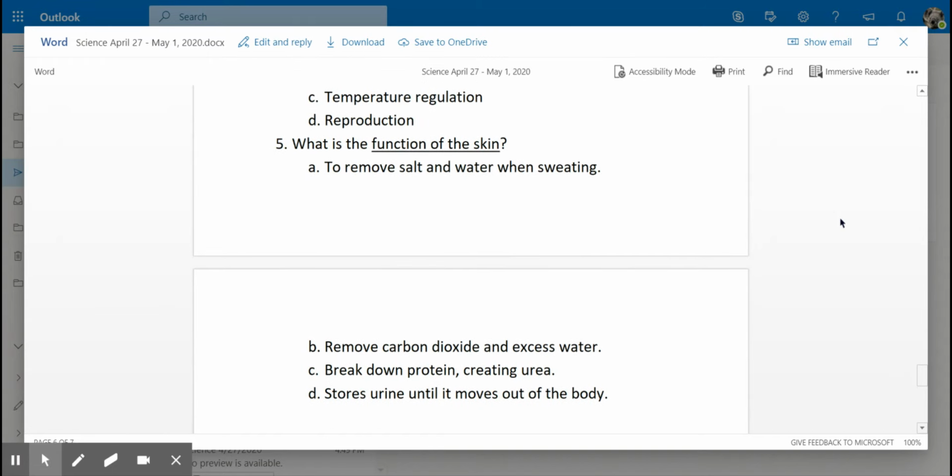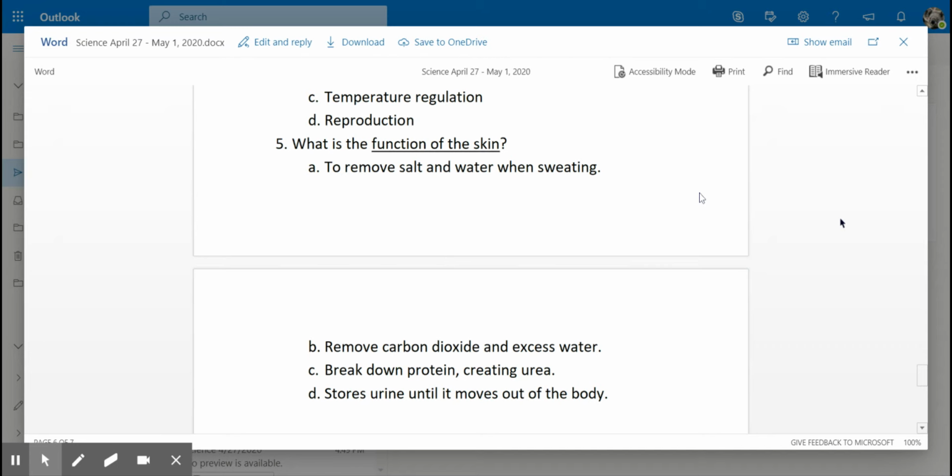What is the function of the skin? To remove salt and water when sweating, remove carbon dioxide and excess water, break down protein creating urea, stores urine until it moves out of the body. Well, we talked about this when we sweat, right? And we lick our lips. What do we taste? We taste something salty. So let's go back in the text and see maybe this one's correct, because it's the only one that says anything about salt and sweat.